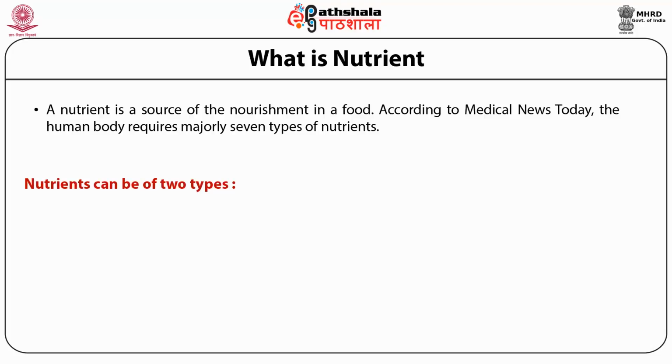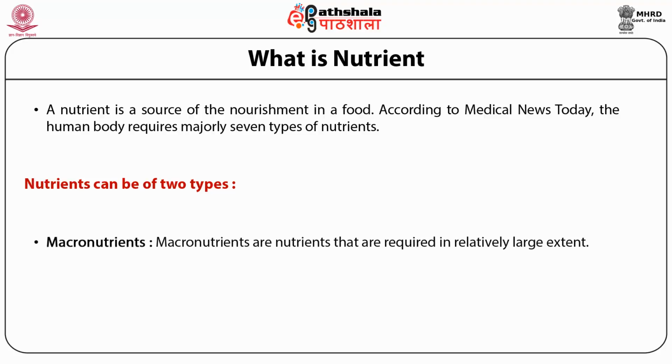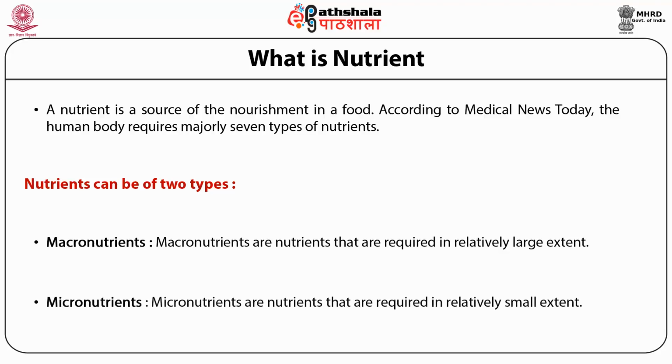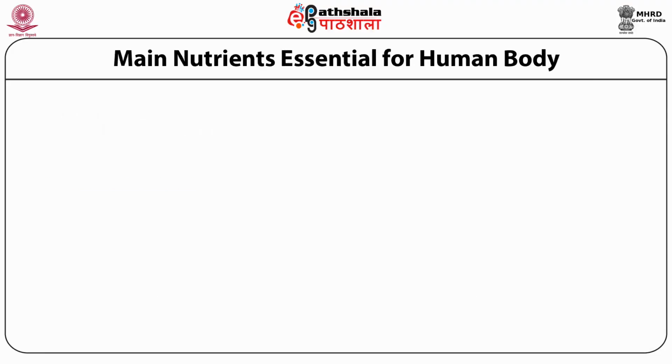Nutrients can be divided into 2 categories, the micronutrients and the macronutrients. Macronutrients are nutrients that are required in relatively larger extent, and micronutrients are nutrients that are required to a relatively smaller extent. Most foods contain a combination of some or sometimes all of the 7 nutrients. We need some nutrients regularly and others less frequently. Poor health may be caused either by deficiency or by excess of nutrients.